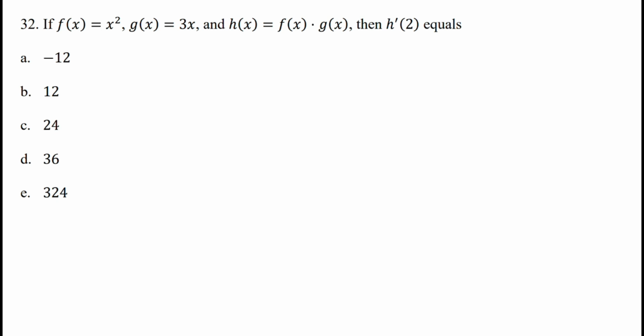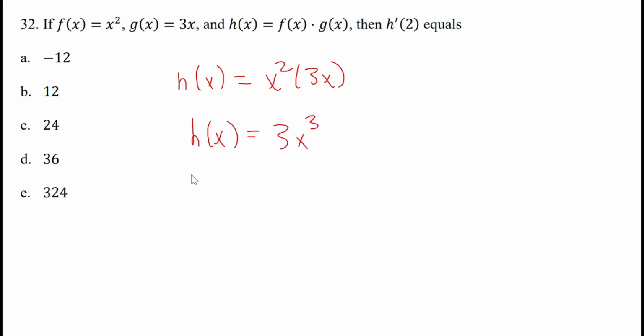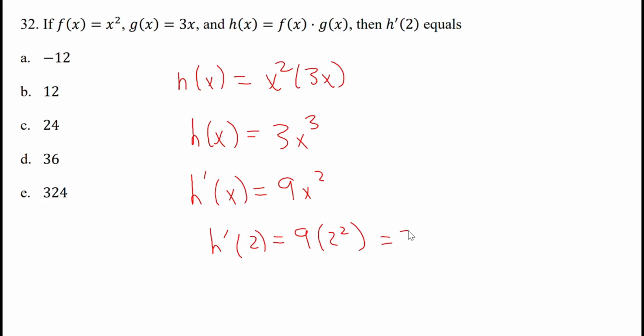For number 32 here, we've got f of x and g of x, and then we want to know what the derivative of h of x is at 2, where h of x is f times g. Well, I would just find h of x. H of x is x squared times 3x, right? H of x is just 3x cubed. So to find h prime of 2, find h prime of x, which is 9x squared, and then evaluate it at 2, which would be 9 times 2 squared, or 9 times 4, which is just 36. Choice D.